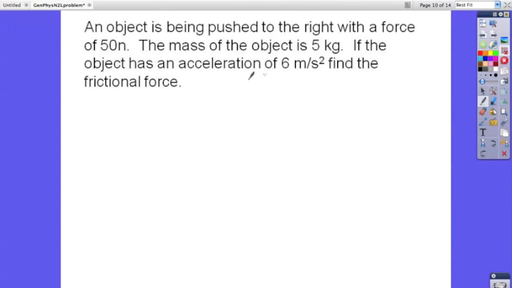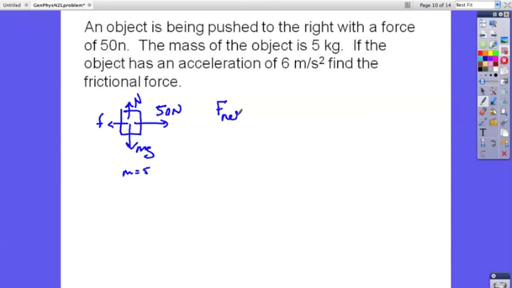An object is being pushed to the right with a force of 50 newtons. The mass of the object is 5 kilograms, and if the object has an acceleration of 6 meters per second squared, find the frictional force. So I know there's a frictional force. It's accelerating positively, so I draw that arrow smaller than that one. And I need to stick a normal force in there to make it a correct free body diagram.